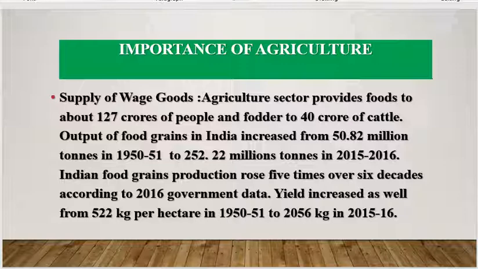Output of food grain in India increased from 50.82 million tons in 1951 to 252.22 million tons in 2015-16. Indian food grain production rose 5 times over 6 decades, according to 2016 data. Yield increased as well, from 520 kg per hectare in 1950-51 to 2056 kg in 2015-16.